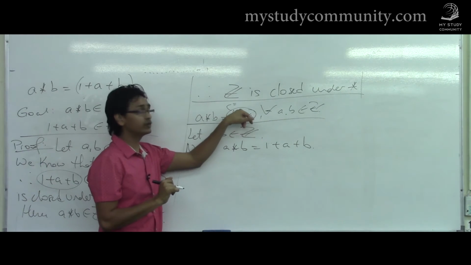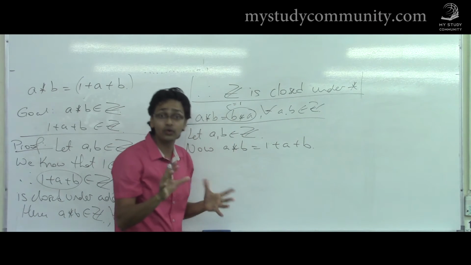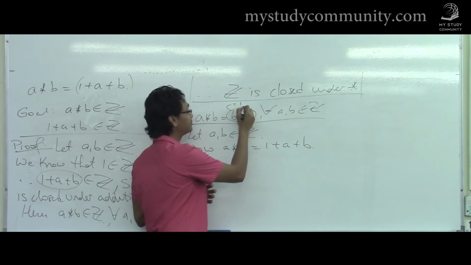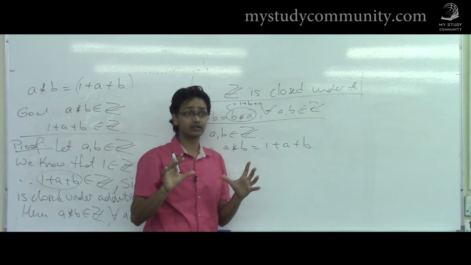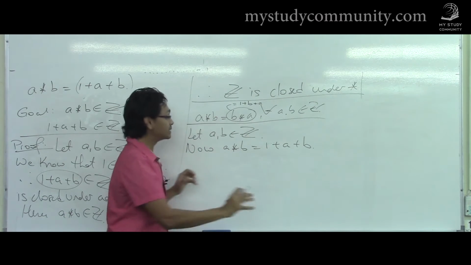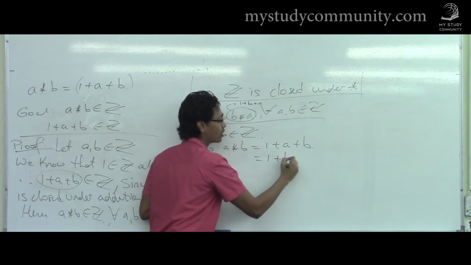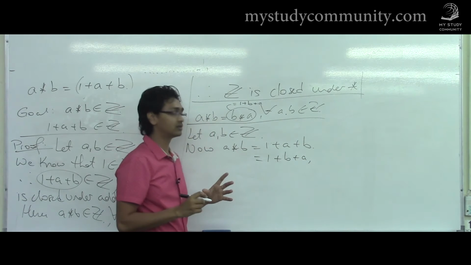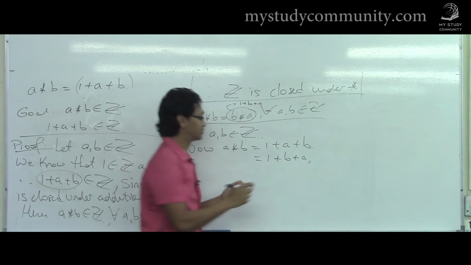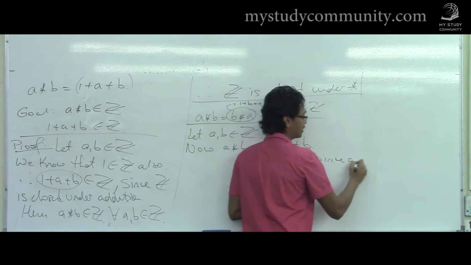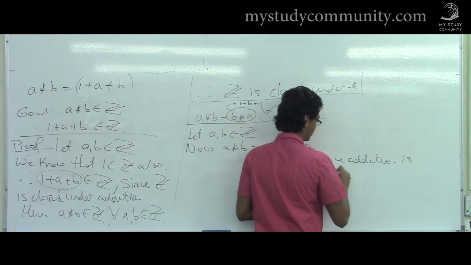So B star A would be what? 1. We don't know where it comes from, nor do we care. Plus the first element, which is B, plus the second element, which is A. Everybody's okay? So I want to get that. So I want to make this look like this. Now I know that this is actually equal to 1 plus B plus A. Why? Since addition is commutative.